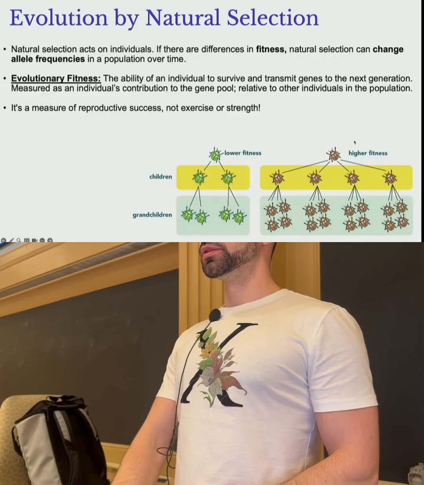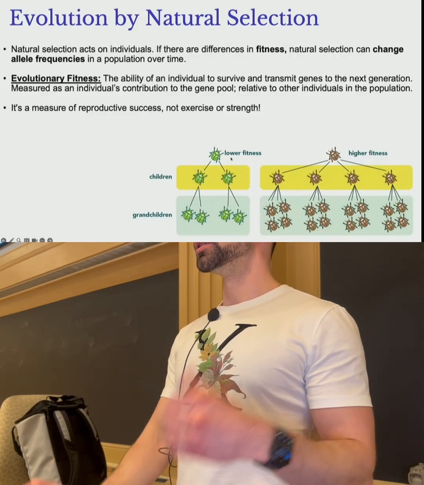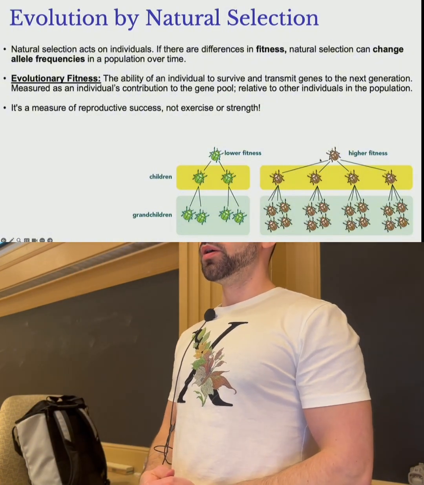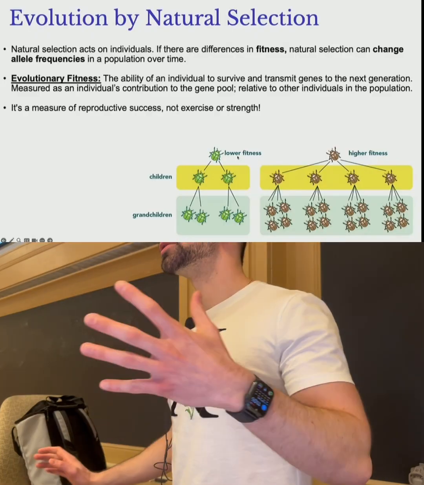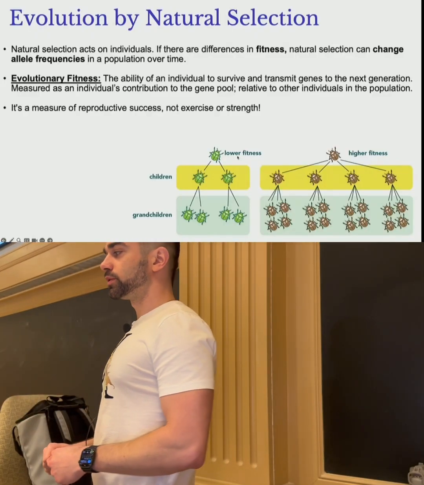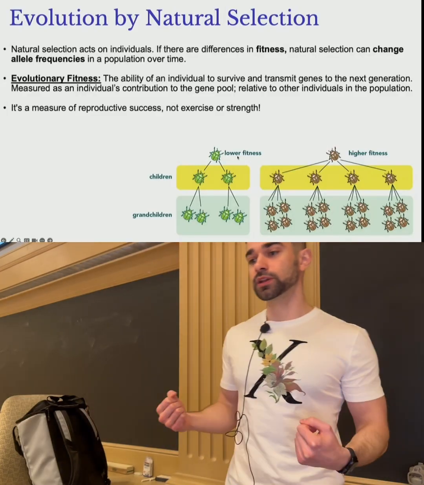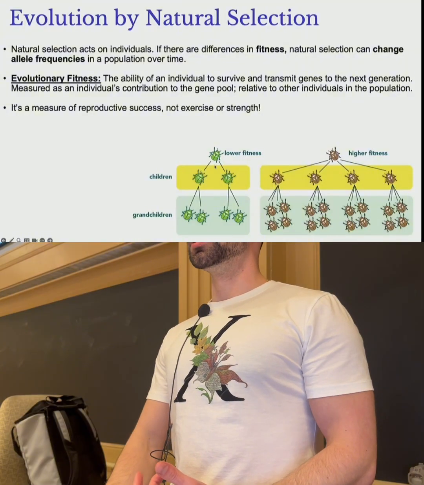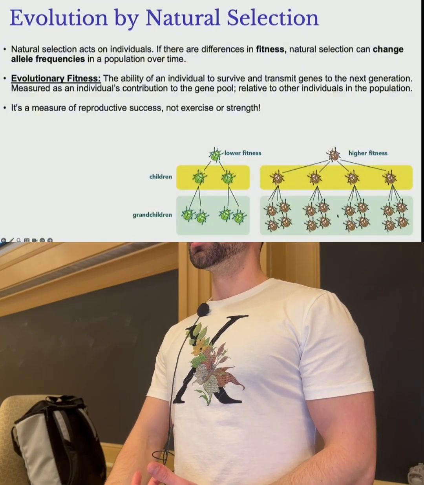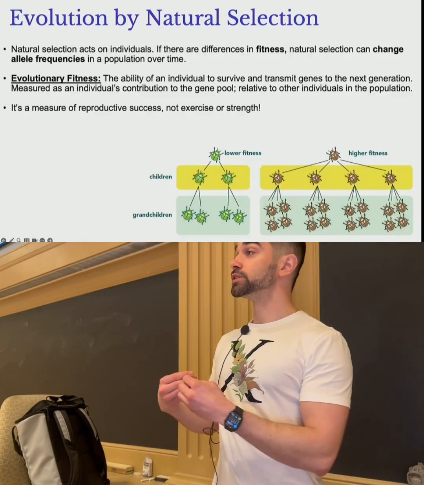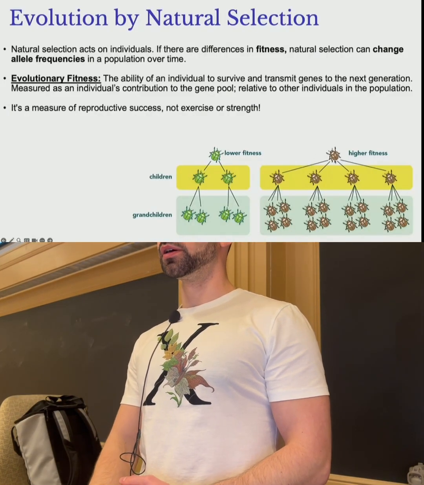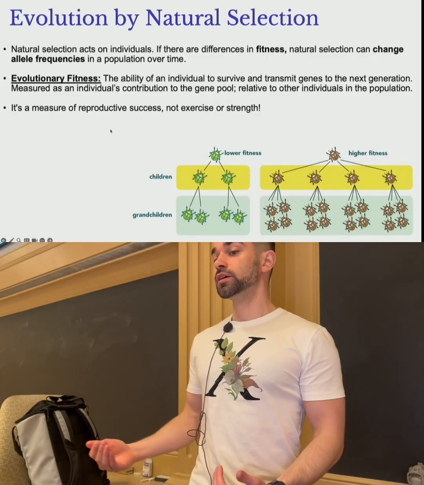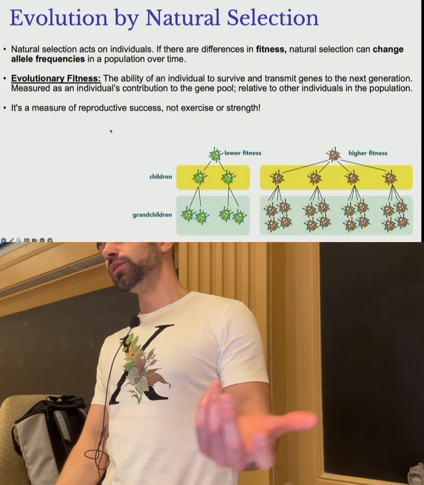Here I have a little cartoon of these beetles. The one on the left that's green has lower fitness. The one on the right has higher Darwinian fitness, or evolutionary fitness. Why is that? It's not because this beetle is faster or stronger, or some of these ideas that we colloquially associate with the word fitness, but rather simply because this green beetle produced fewer offspring than the brown one. So by the third generation, we see that the relative contribution to the offspring is higher from this individual than this one. So it's a measure of reproductive success, not exercise or strength, even though that may correlate.